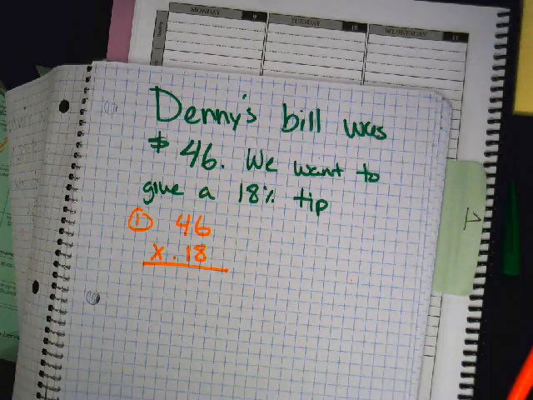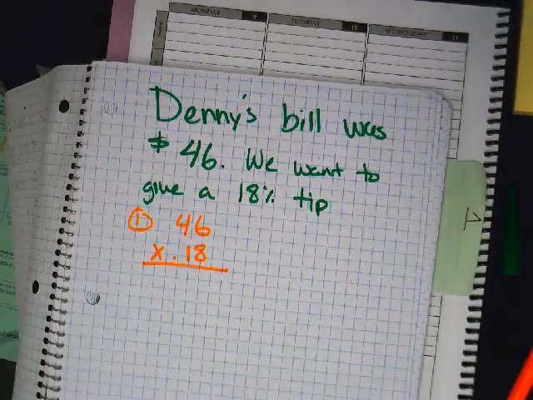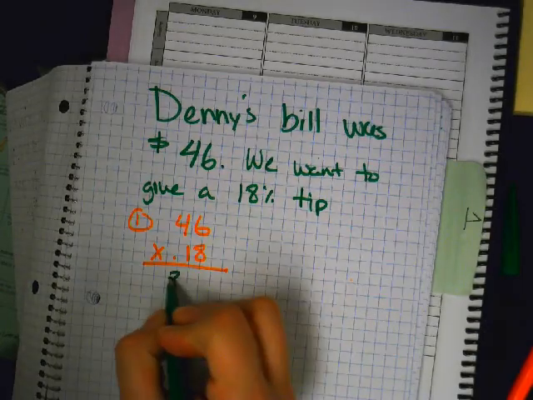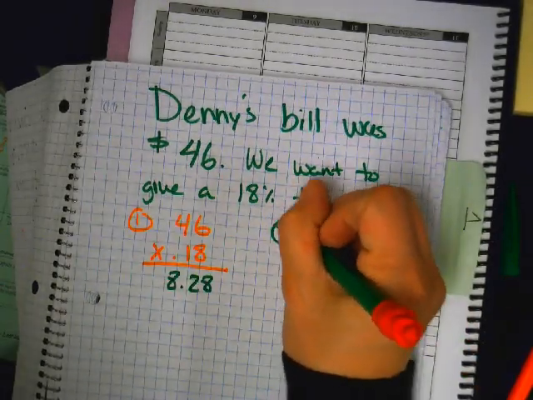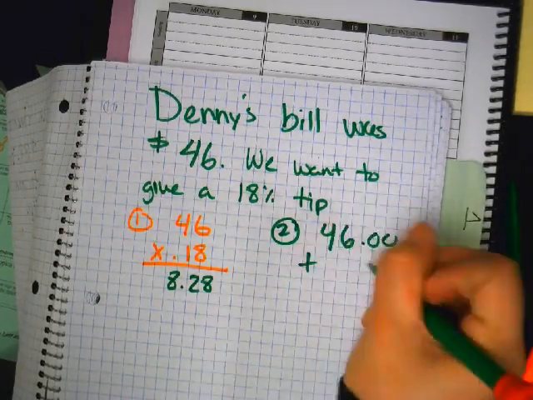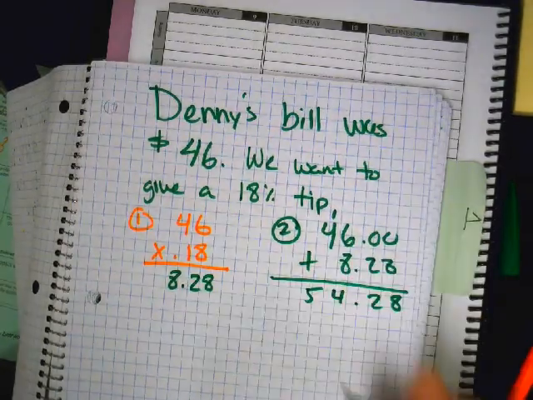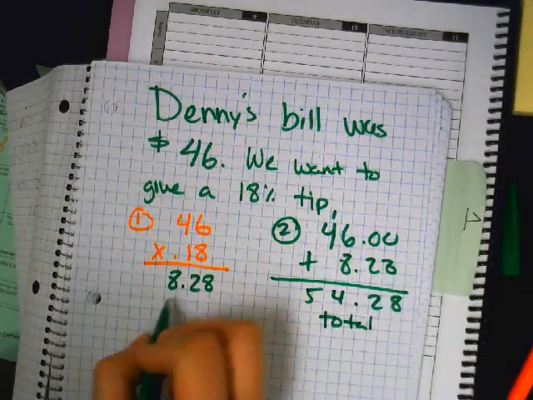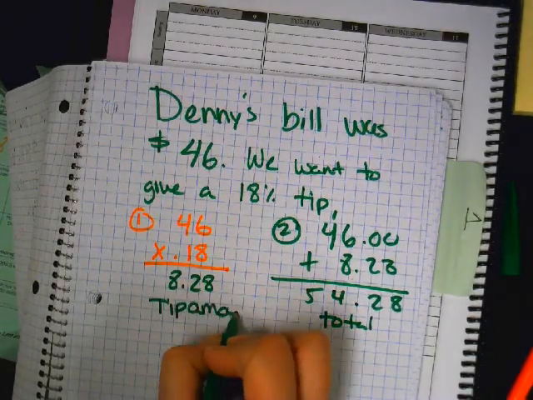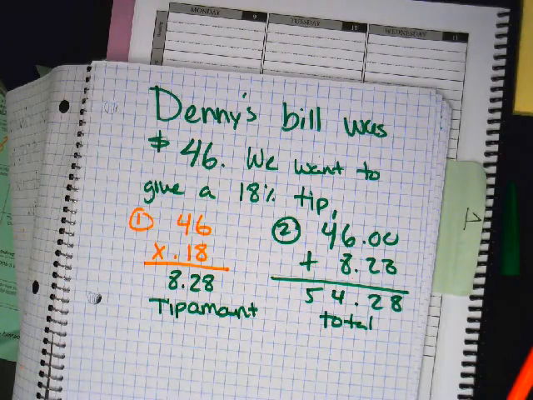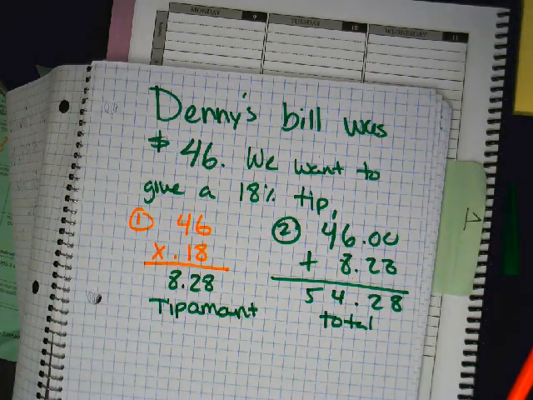$8.28. Yeah. So 46 plus 8.28. 54. So this is your total, and this is your tip amount. 54.28. The more you spend, the more tip you will give, right? The more people that are in your party, eating breakfast with you or dinner or whatnot, the higher the bill. So it's very expensive.